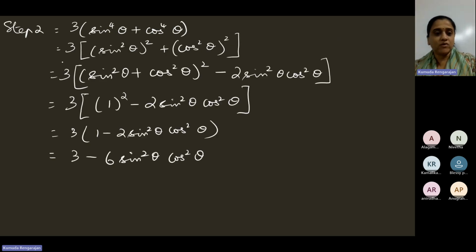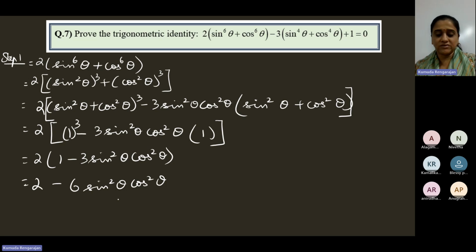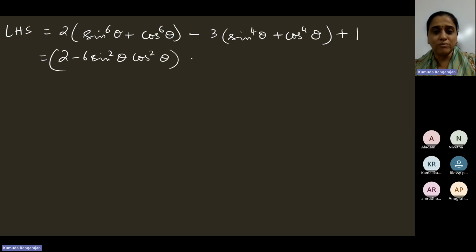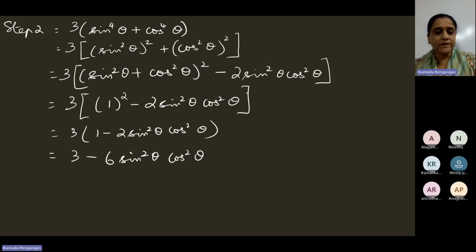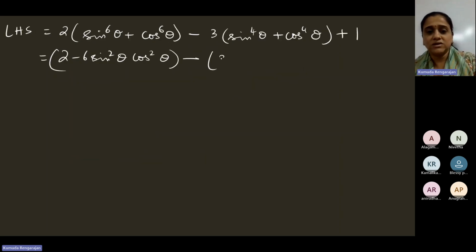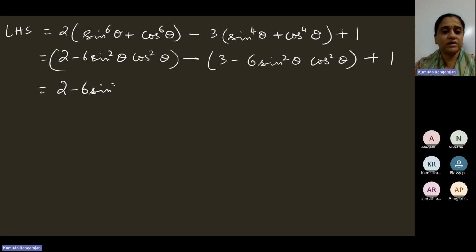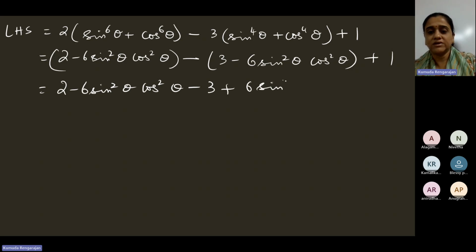So now we'll write the answers we've got. 2 into this is 2 minus 6 sine square theta cos square theta, correct? Okay, this one is in one bracket. We did not take the minus sign earlier, so we need to put minus. What is the answer we got here? The answer is 3 minus 6 sine square theta cos square theta. Then plus 1. Okay, so 2 minus 6 sine square theta cos square theta minus 3 plus 6 sine square theta cos square theta plus 1.